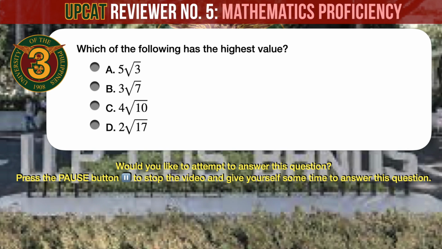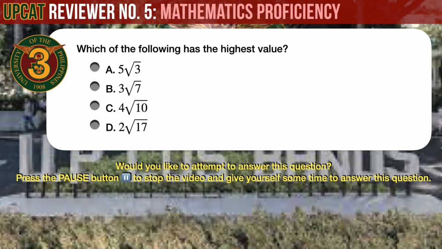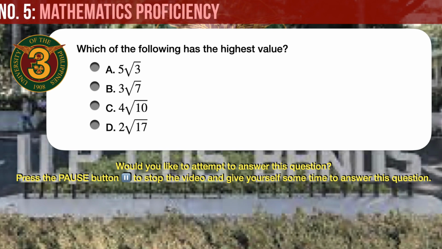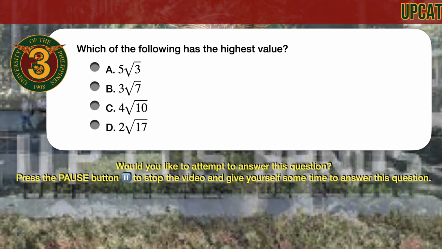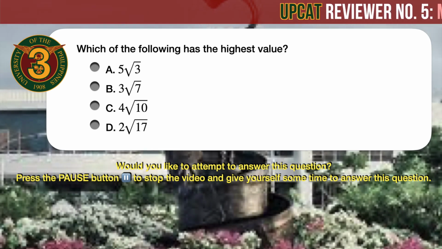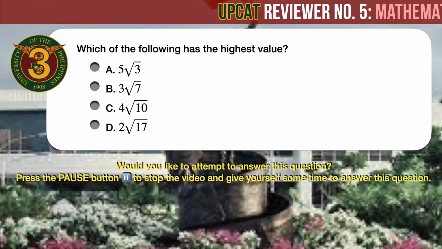Question number 3. Which of the following has the highest value? A. 5 times the square root of 3. B. 3 times the square root of 7. C. 4 times the square root of 10. D. 2 times the square root of 17.